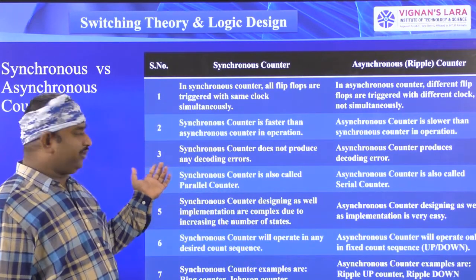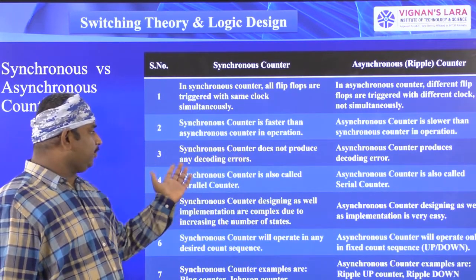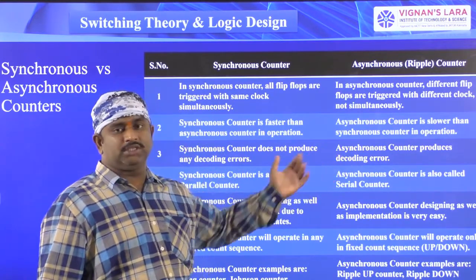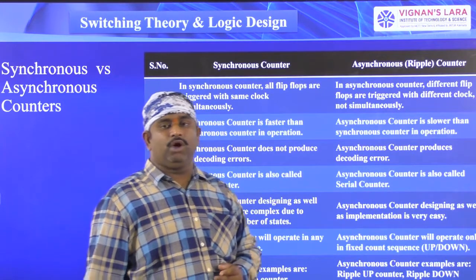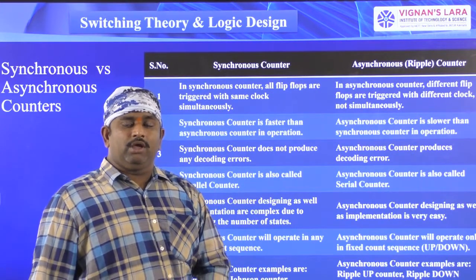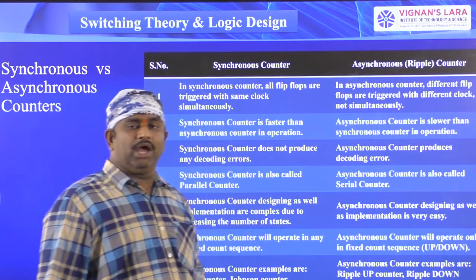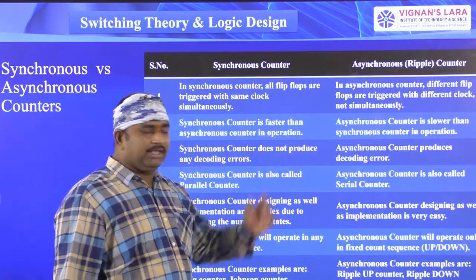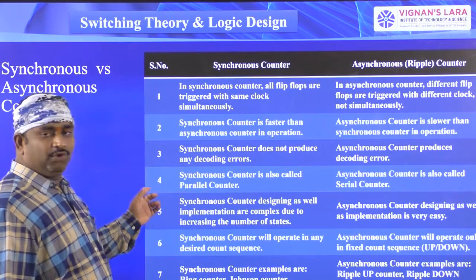Next, third difference. Synchronous counter does not produce any decoding errors. Asynchronous counter produces some decoding errors. So there is no chance of getting errors in the synchronous counter. But in the asynchronous counter, we have some drawbacks and some decoding errors are available in the asynchronous counter.